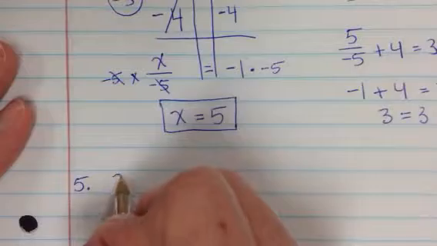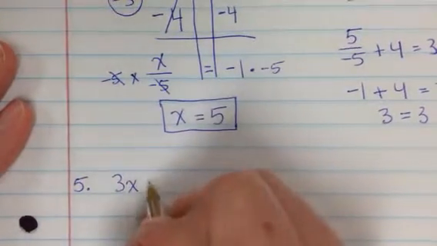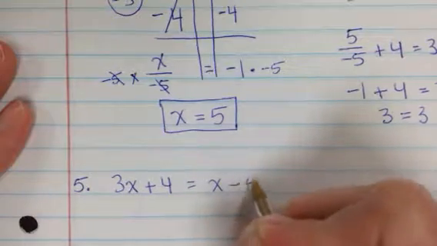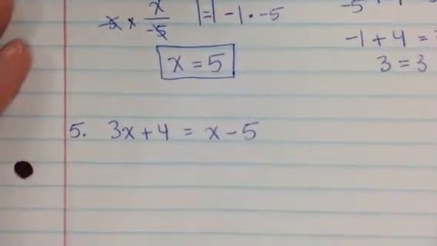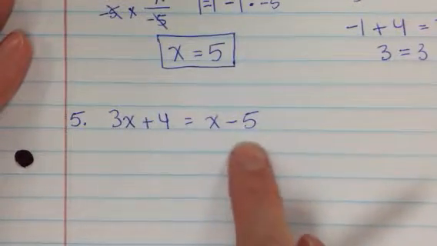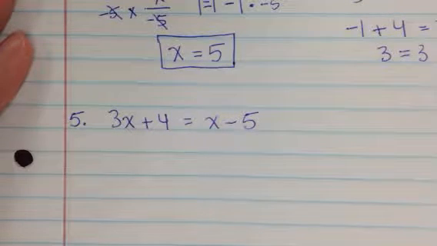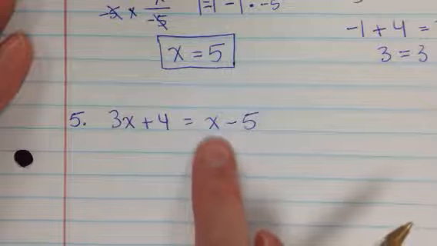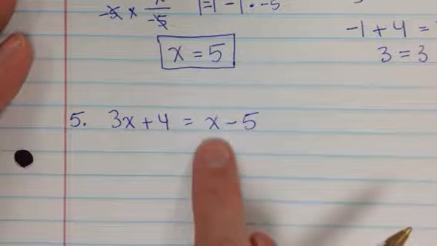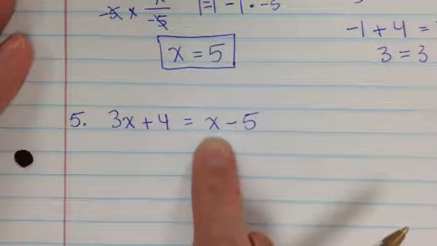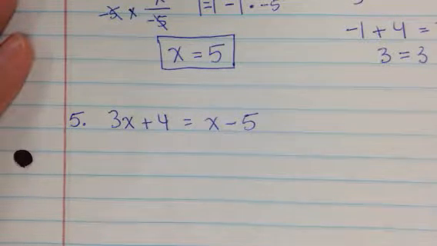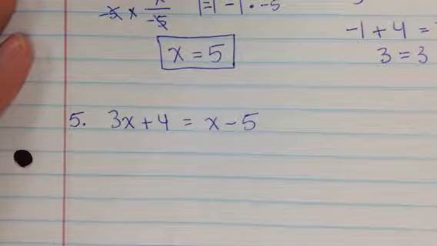All right, number 5. Number 5, we have 3x plus 4 equals x minus 5. All right, so I'm looking through my equation here, and I noticed something different about this equation than the other 4. On this equation, I have x's on both sides of the equal sign. Both sides of the equation. So what I'm going to have to do here is I need to make sure that I move my variables to one side of the equation.